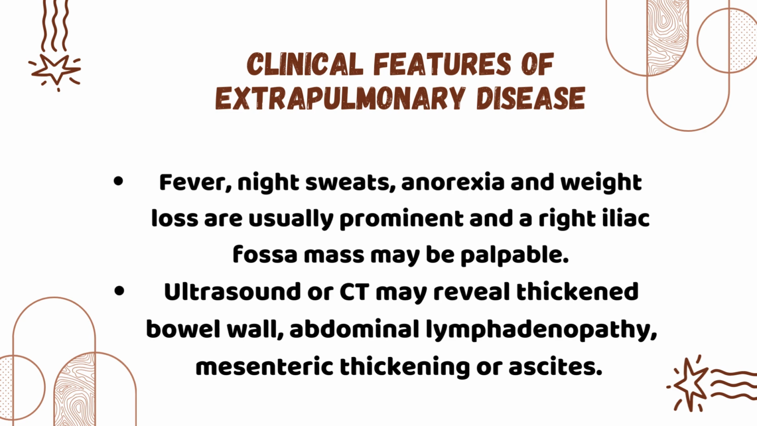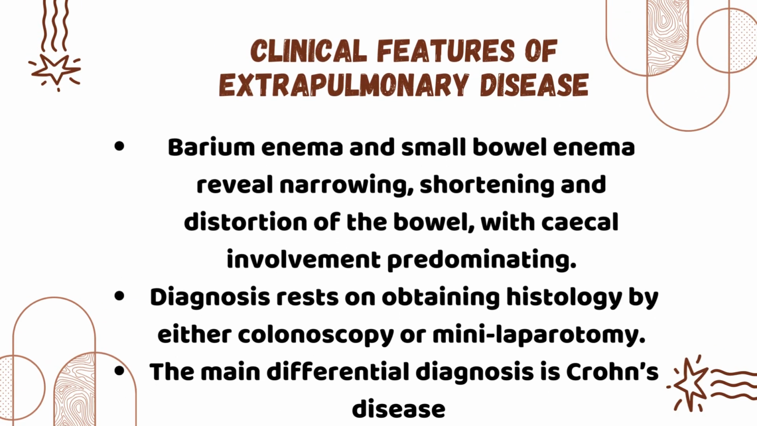Fever, night sweats, anorexia, and weight loss are usually prominent, and a right iliac fossa mass may be palpable. Ultrasound or CT may reveal thickened bowel wall, abdominal lymphadenopathy, mesenteric thickening, or ascites. Barium enema and small bowel enema reveal narrowing, shortening, and distortion of the bowel, with cecal involvement predominating. Diagnosis rests on obtaining histology by either colonoscopy or mini-laparotomy. The main differential diagnosis is Crohn's disease.